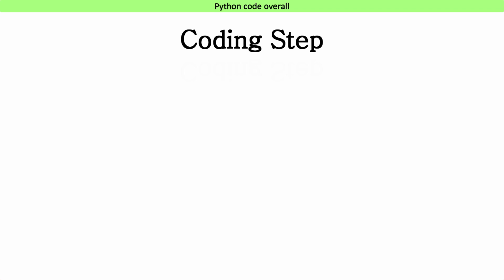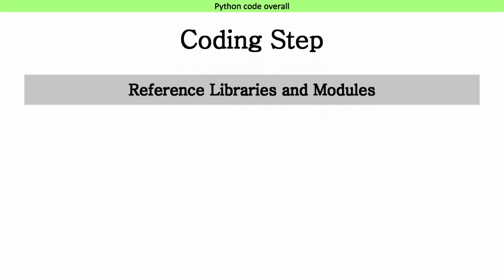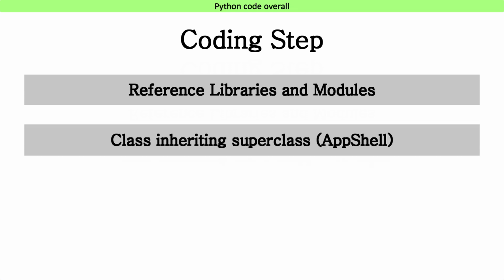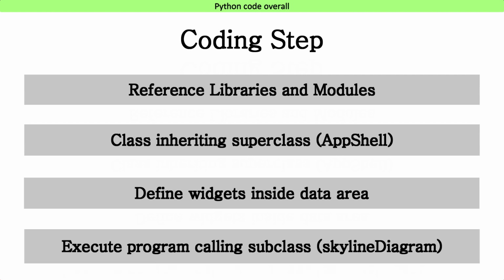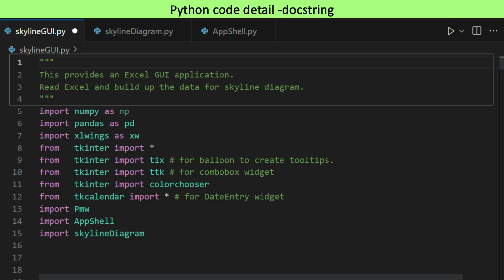Now let's start to discuss Python coding in detail step by step. The steps we are taking start from reference libraries and modules, creating the application class inheriting AppShell and its attributes, defining widgets inside the data area, and extending functionalities of the standard application framework embodied in AppShell. Finally, execute the application. The text between the triple quotation marks is called a docstring in Python.